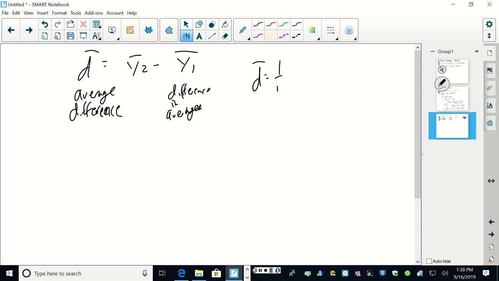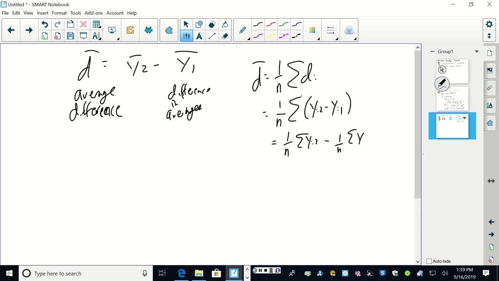D bar was the average of these d sub i's. Each of these d sub i's is the difference between two time periods. You can distribute the summation. You can split it there. So you're going to have sum of yi2. Algebraically, that works. So this is y bar 2 minus y bar 1. Right? So whether you view it as an average difference or a difference of averages, it doesn't matter for this one. How about the median, though?